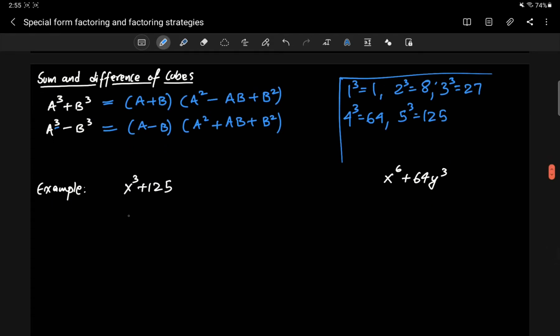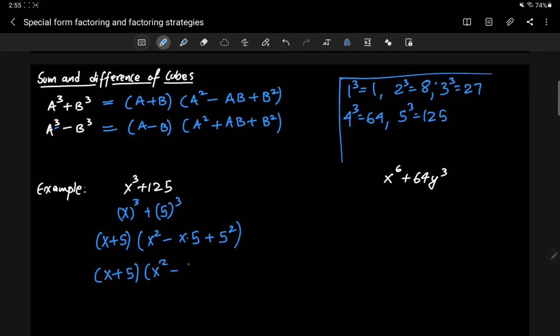So for example here, that is x cubed plus 5 cubed, which comes out to (x plus 5) and then (x squared minus x times 5 plus 5 squared), which then becomes (x plus 5)(x squared minus 5x plus 25). Oh, 5 squared is 25. So again, knowing some of the basic squares and cubes is always a nice thing.